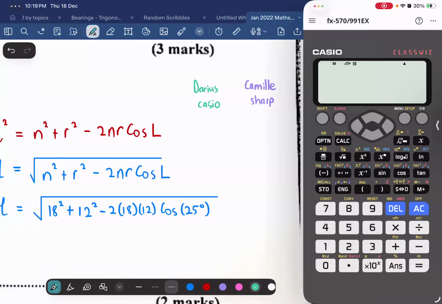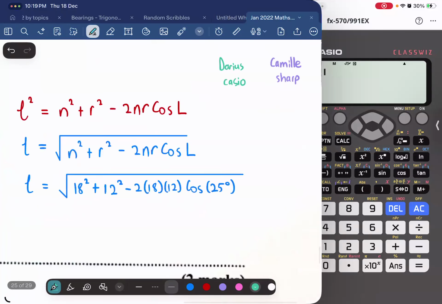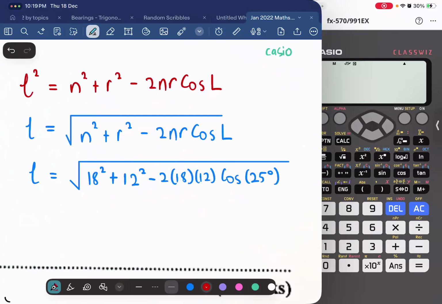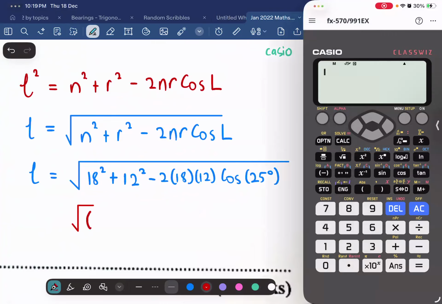Let me double check, because it's looking a little shaky. All right, take your time. Remember how you're going to plug this into your calculator. They're going to press the square root button, then open up a bracket.